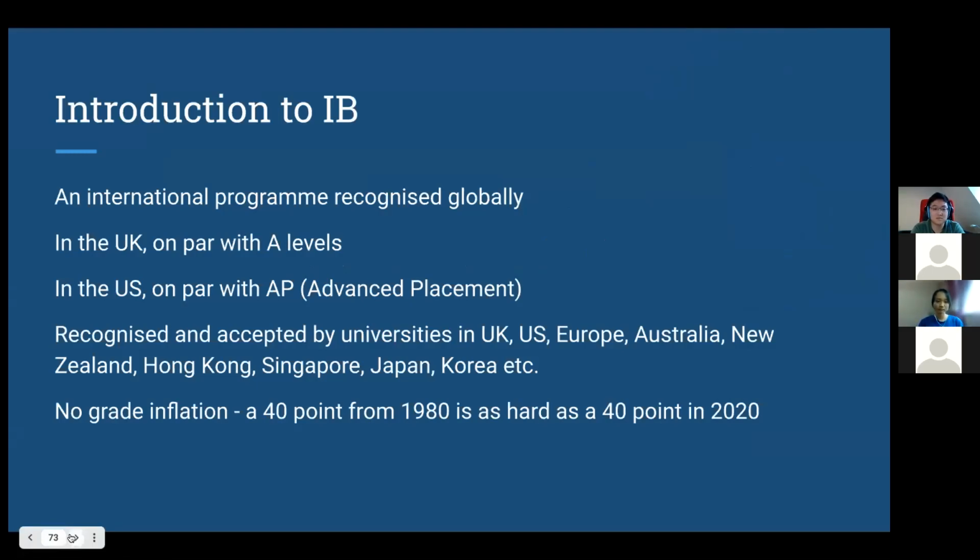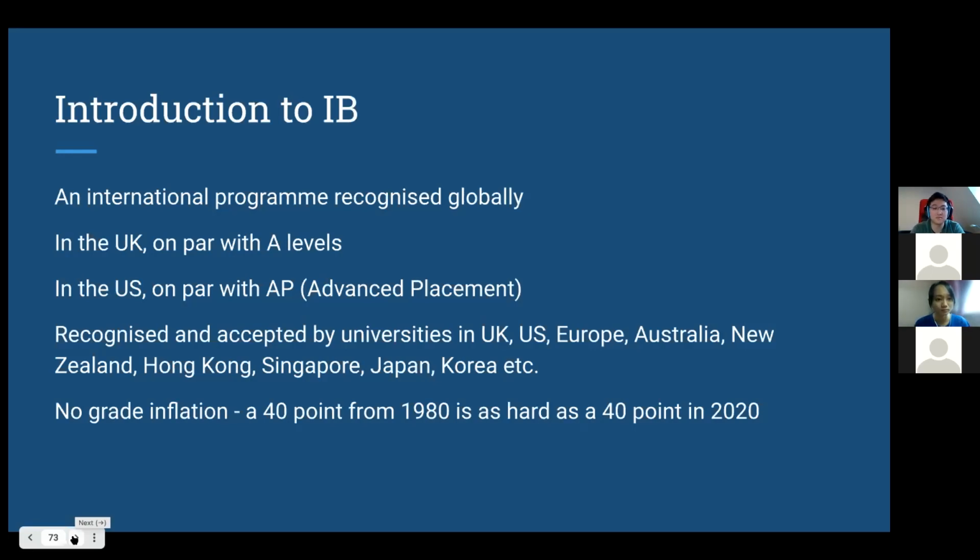So in the UK, it's considered on par with the A levels, and in the US, it's considered on par with the advanced placement. So you can actually get credit hours for it already. So it's recognized and accepted by universities in the UK, the US, or across Europe, Australia, New Zealand, Hong Kong, Singapore, Japan, Korea, etc., etc. In fact, most countries in the world do accept the IB as an official exam requirement.